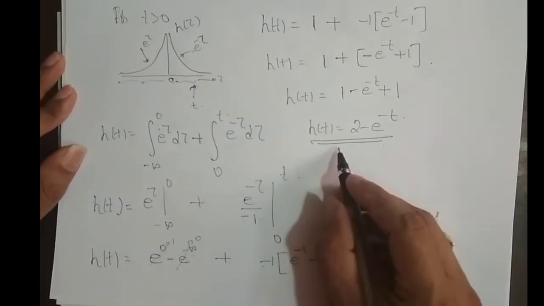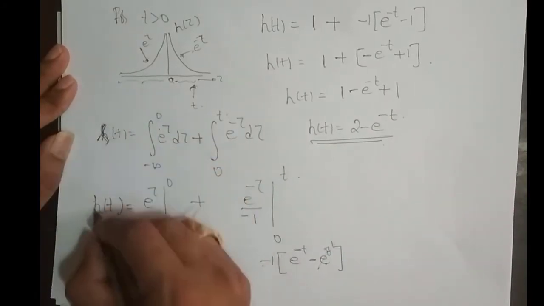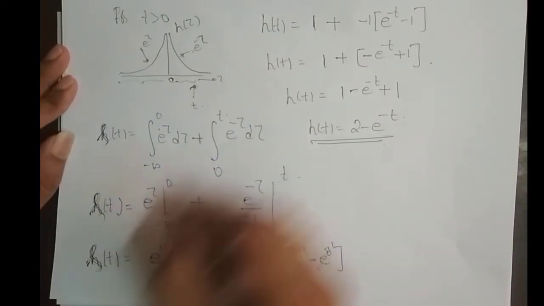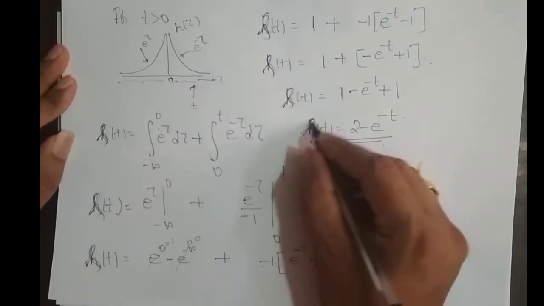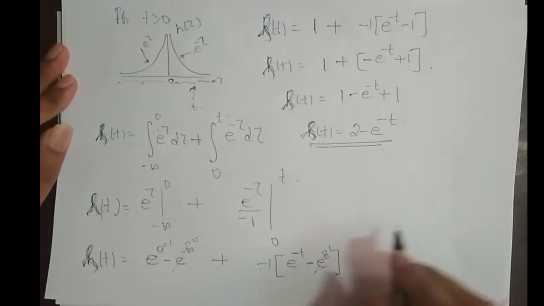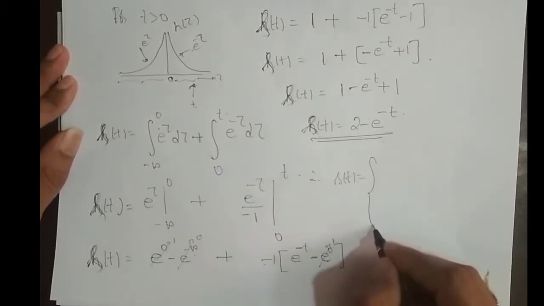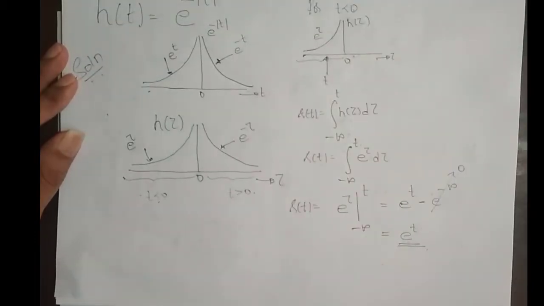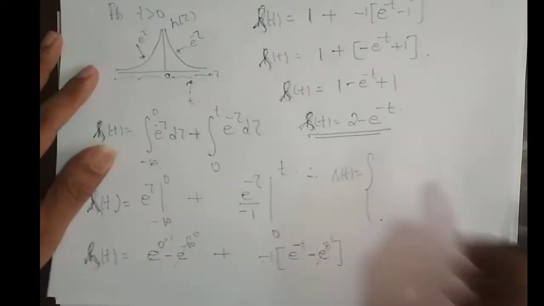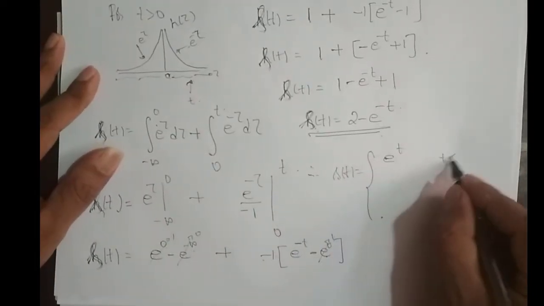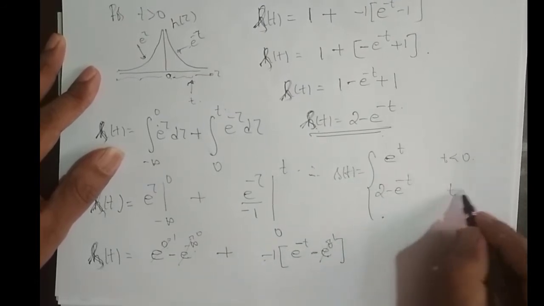Okay, so this is just, I'm sorry, what did I write? This is s of t. I apologize for that. This is a step response. Therefore, step response s of t is equal to what? It is equal to e power t for t less than 0, and it is 2 minus e power minus t for t greater than 0.